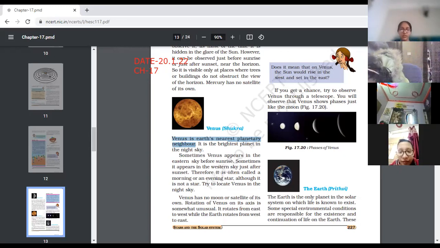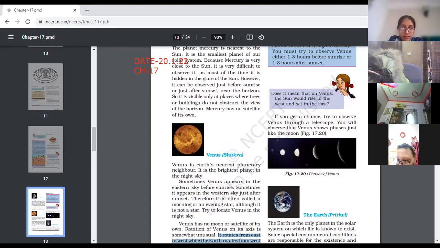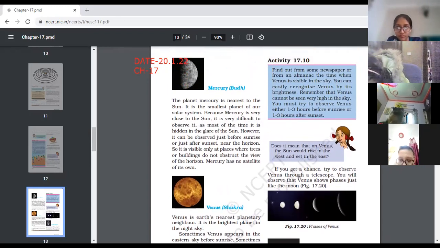Rotation of Venus on its axis is somewhat unusual. It rotates from east to west while the Earth rotates from west to east. So one thing that is very different for Venus is its rotation. It rotates from east to west. Kindly underline all these things.